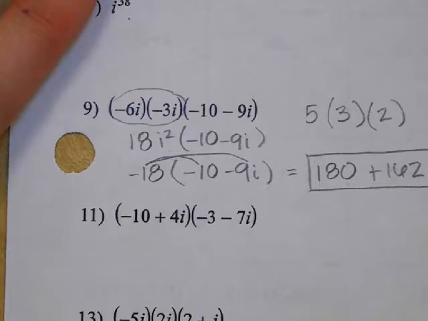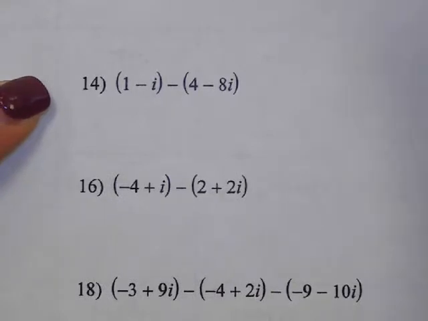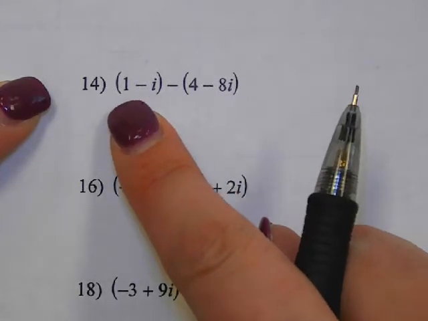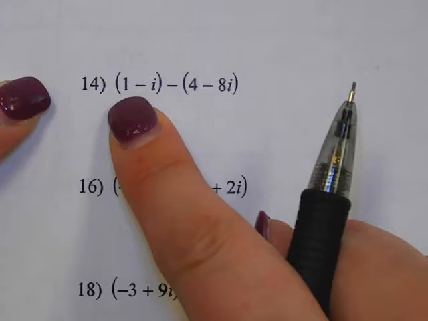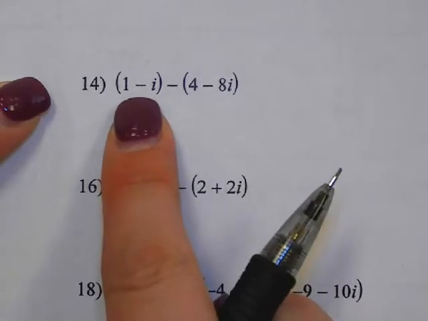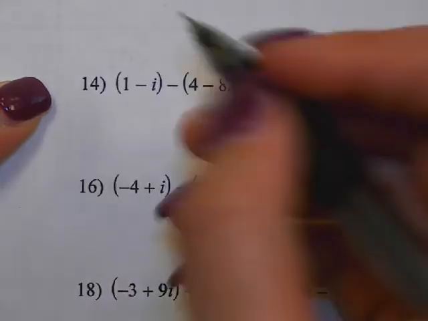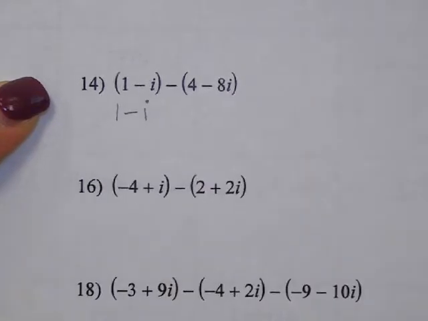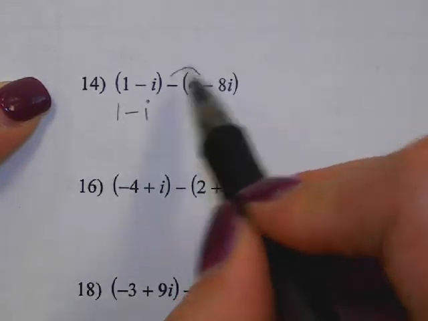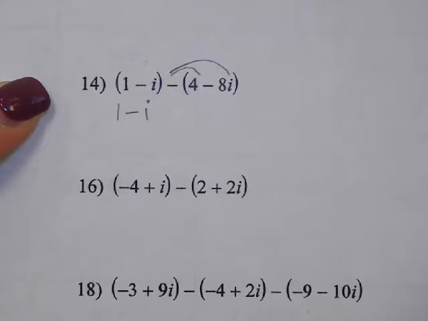Okay, let's jump over to number 14. Now, the reason they're putting all these in groups is because complex numbers have a real portion and an imaginary portion. So when the number's written like this, they're saying this is one complex number minus another complex number. That's why they put them in parentheses. Now the first one does not have anything in front of the parentheses, so we can just write it like that, 1 minus i. But since we're subtracting the second complex number, we need to distribute the negative. So what do I get when I distribute that negative?